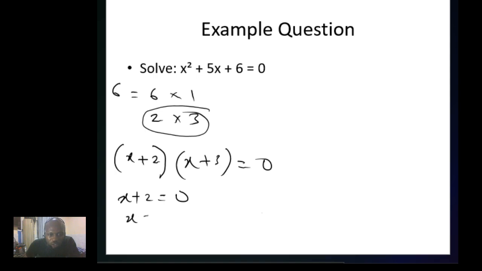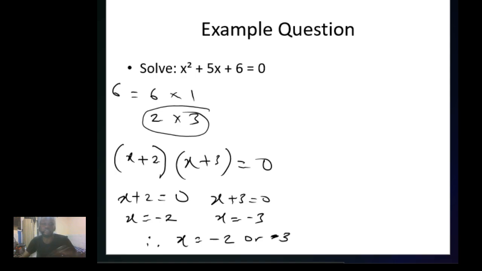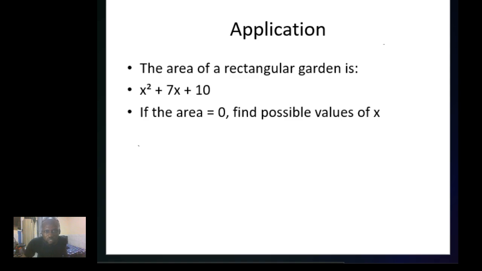Then x is going to be equal to minus 2. The second one, x plus 3 equals 0, then x equals minus 3. Therefore, x equals what? Minus 2 or minus 3. Perfect. Straight up. No stress, no problem. So here's another sweet question.